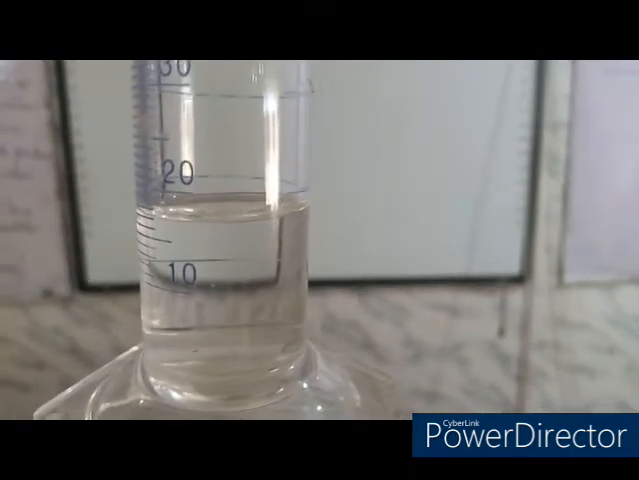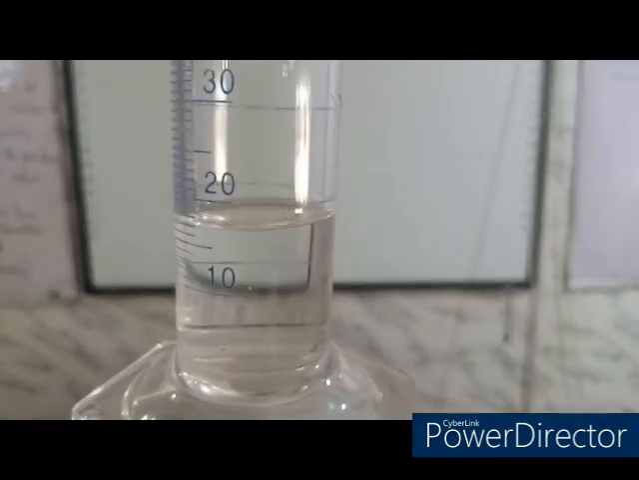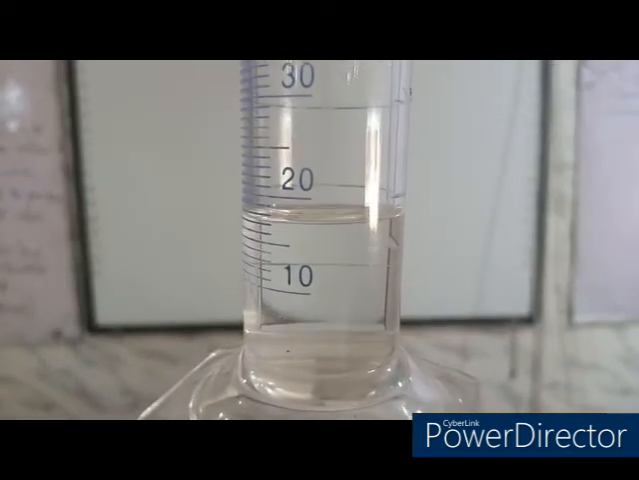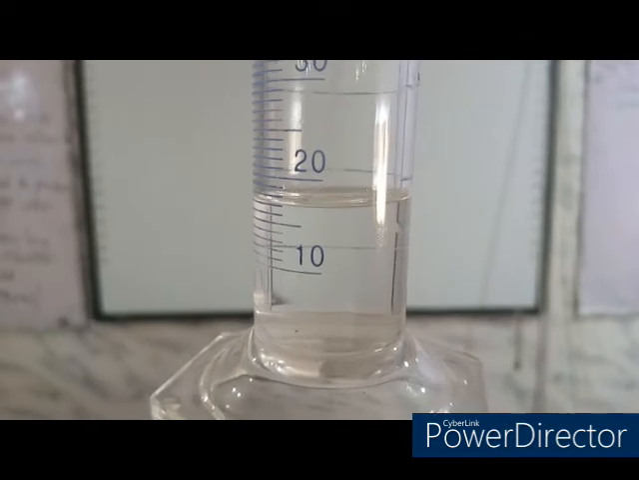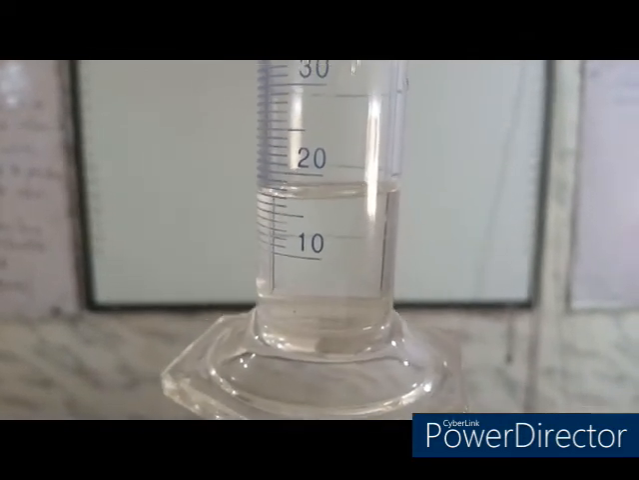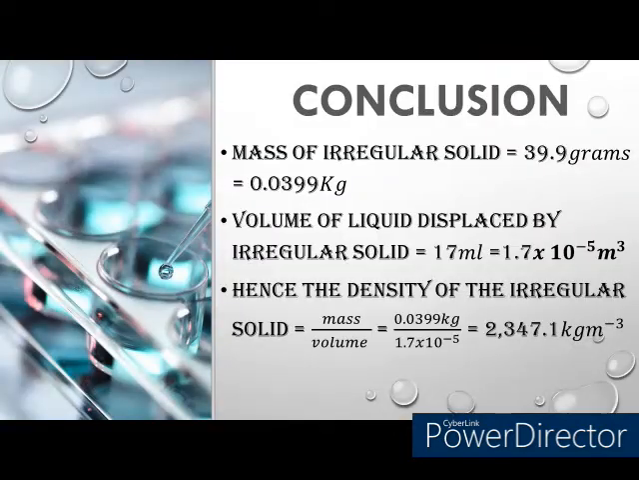To proceed, we are going to read at eye level the value that you can see from the measuring cylinder. If you read it at eye level properly, you're going to see that the volume in milliliters is what? 17 milliliters. 17, as you can see it here.